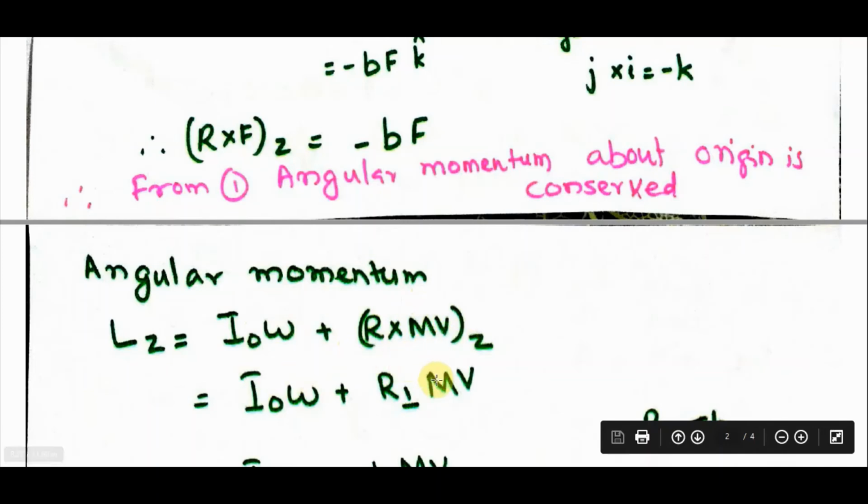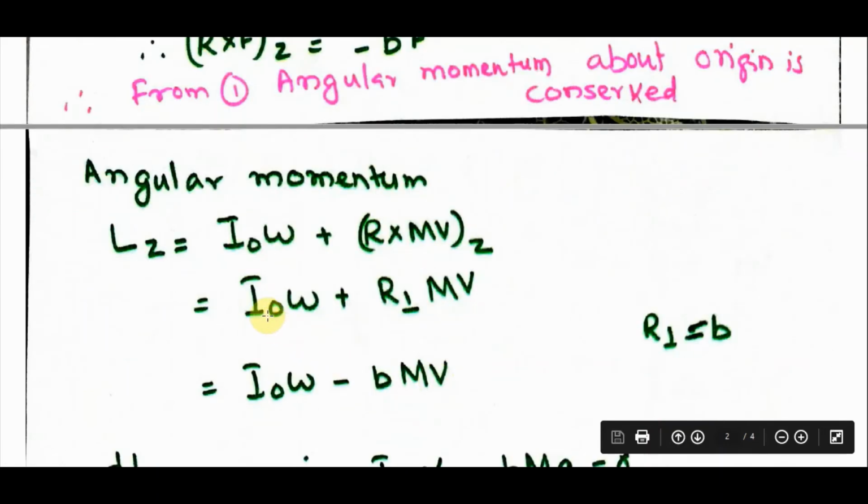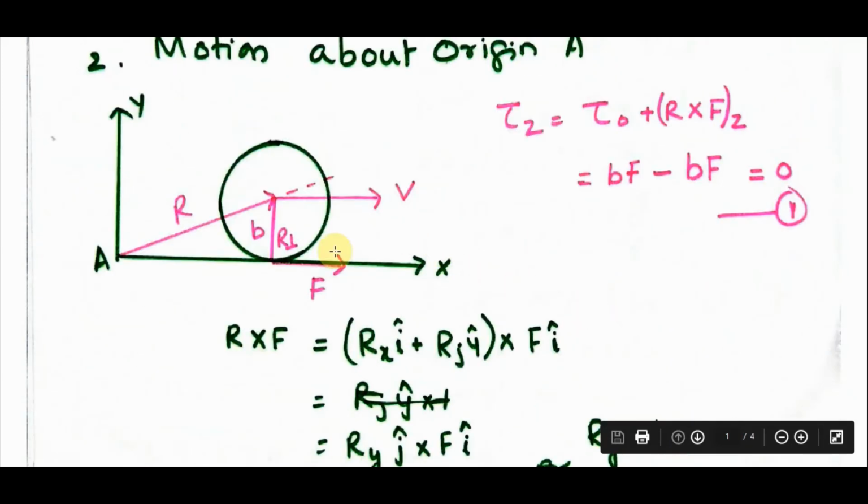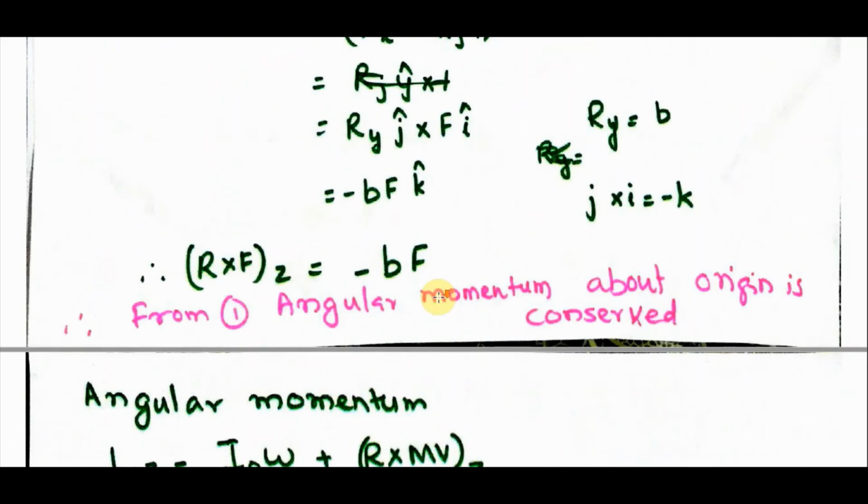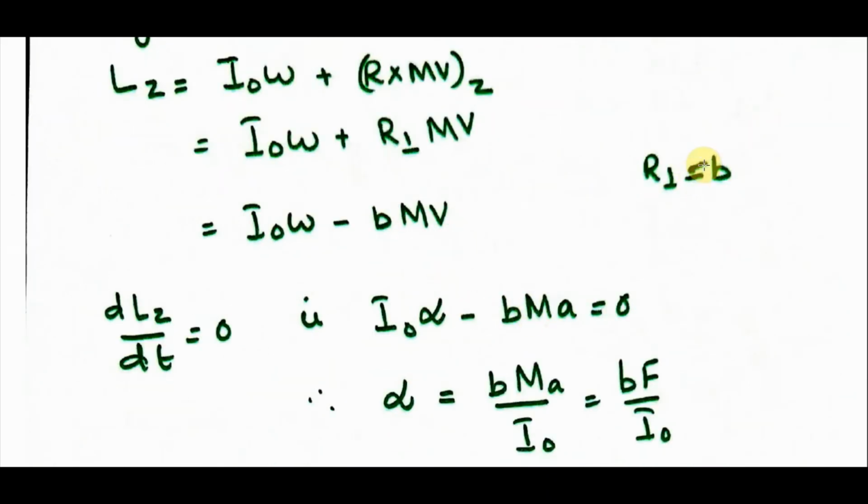mass about the origin. So this will be I0 omega plus the perpendicular component of R into M V. The perpendicular component of R is B. We have seen here. This is the perpendicular component which is perpendicular to the force F. So this is equal to B. We can substitute here so that you get I0 omega minus B M V.